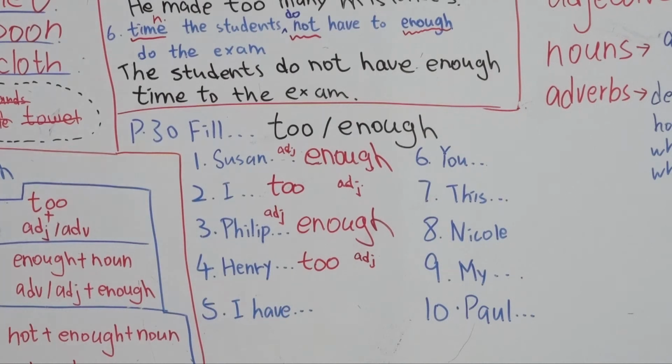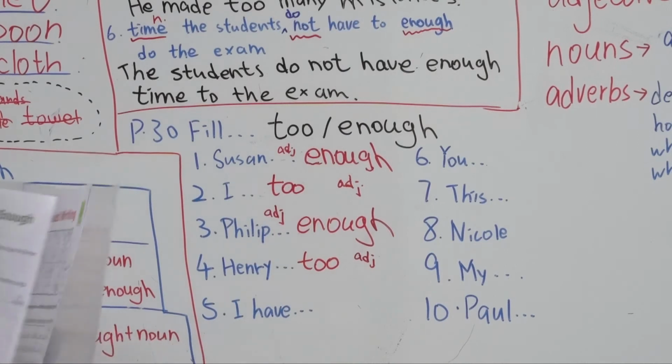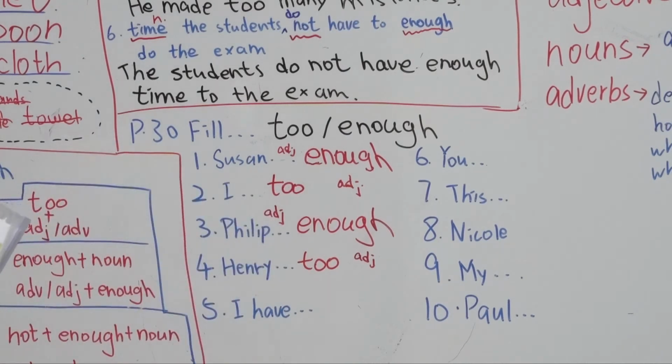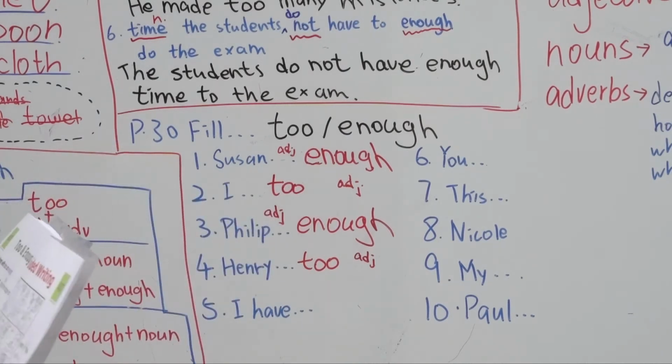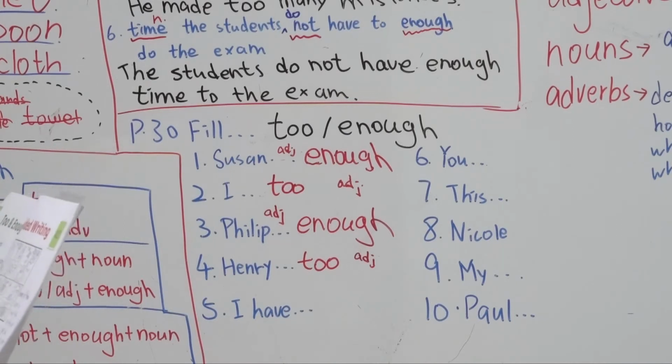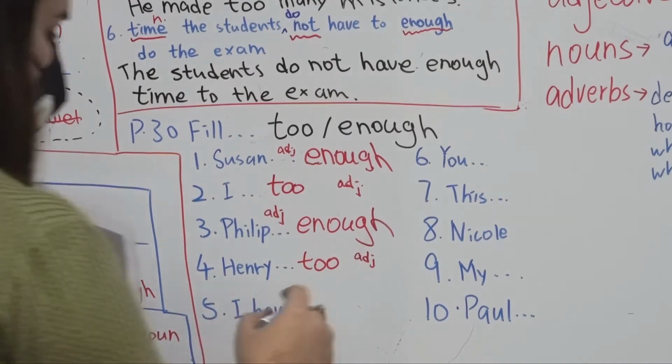Do you want me to do one more for you? Okay, I'll do one more for you. Number 5. I have got what? Time to finish this exercise. Enough time. Good job. Enough.